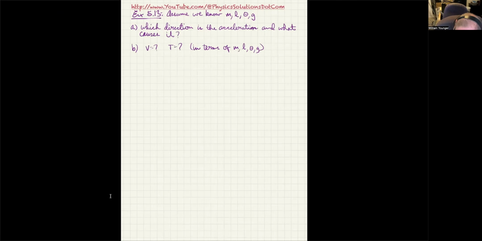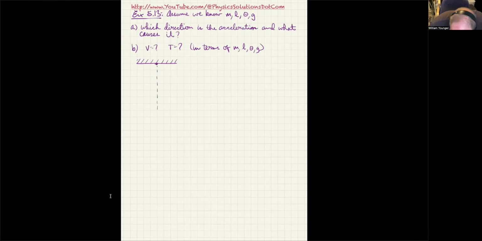So let me draw the actual physical problem here. We're going to imagine that we have a ceiling to which is attached this mass on the end of a string. So actually, I'm going to imagine it's tied right here.